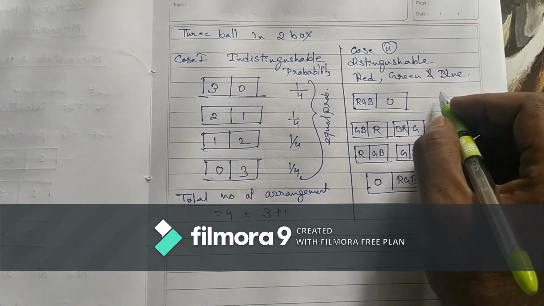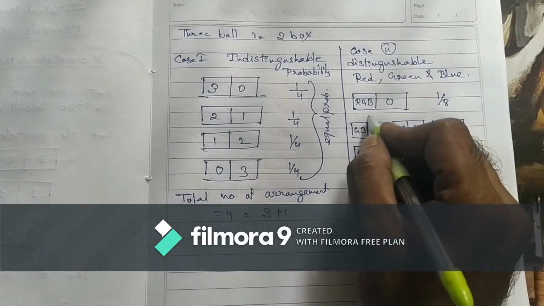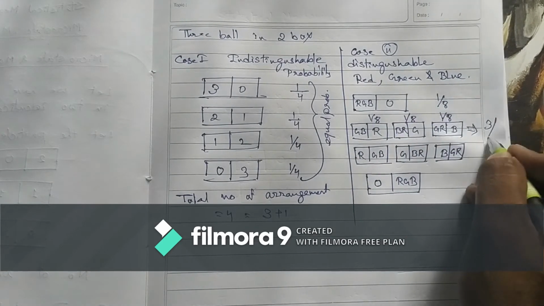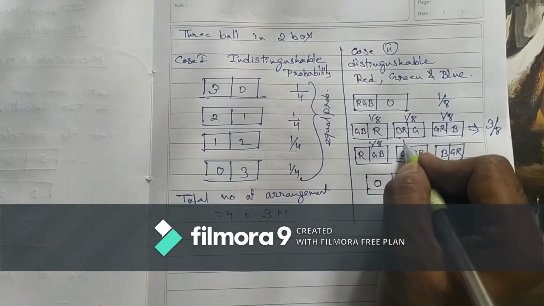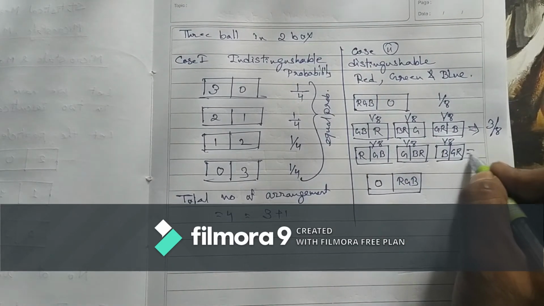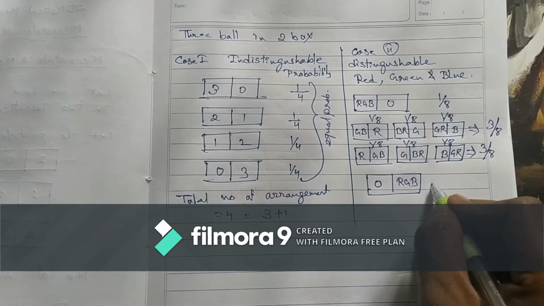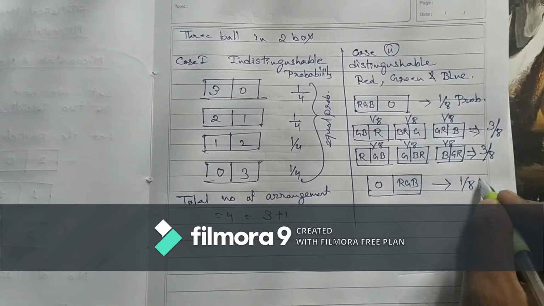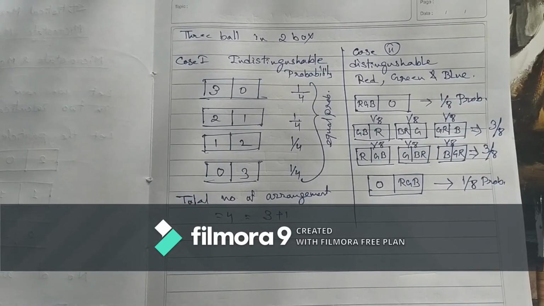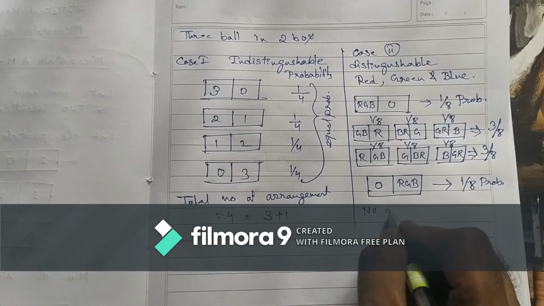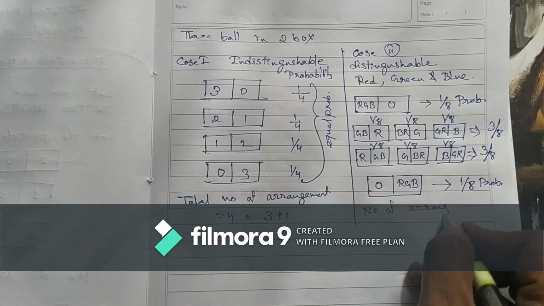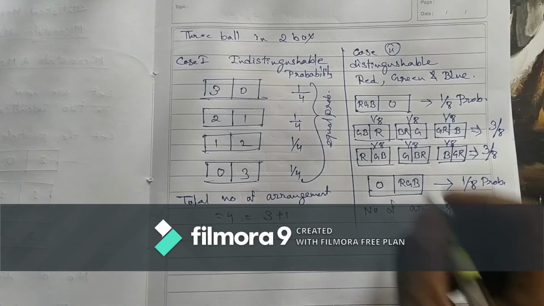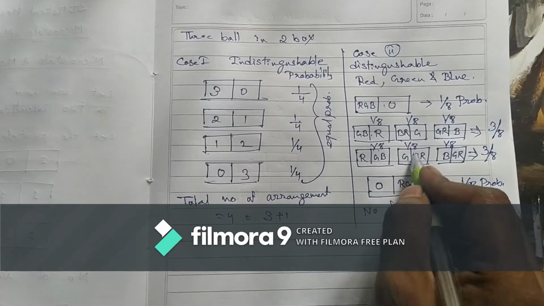So what is the probability of this one? 1 by 8. This one is 1 by 8, this one is 1 by 8, this one is 1 by 8. The total is 3 by 8, as well as 1 by 8, 1 by 8, 1 by 8. This is the probability. Clear? So the number of arrangements is equal to 8: 1, 2, 3, 4, 5, 6, 7, 8.